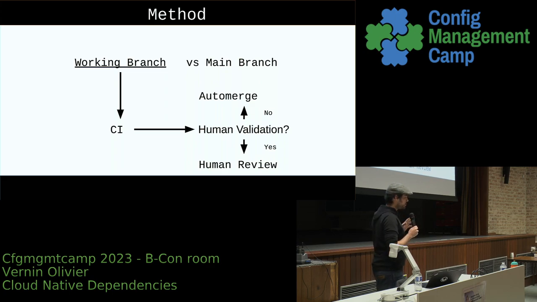Typically, we use that for the website, when we do a version update or when we update the JSON schema. There are many situations where we don't care about having human validation. And on the other side, when we do have human validation, we wait for someone to look at those. We pretty much never push directly to the main branch because it sounds a bit scary.